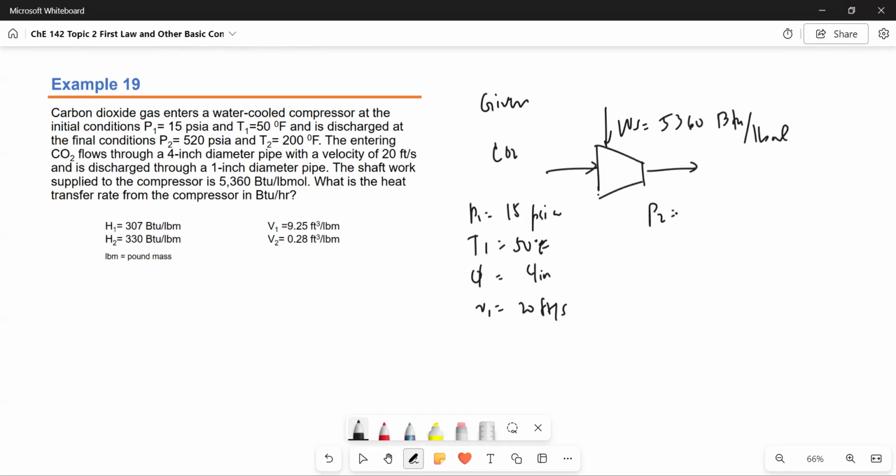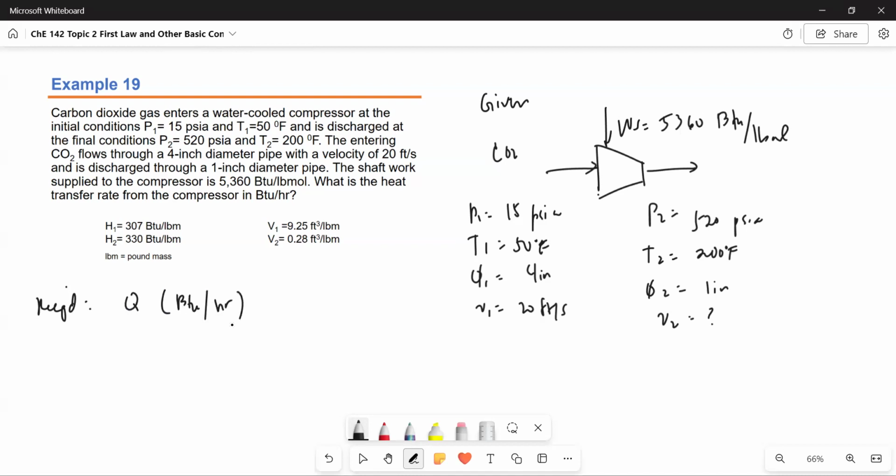So P2 is 520 psia, T2 is 200 degrees Fahrenheit. Diameter 2 is 1 inch. So there's a reduction in the diameter. V2, we don't know. And we're given H2 and specific volume. We're being asked for Q in BTU per hour. Okay.